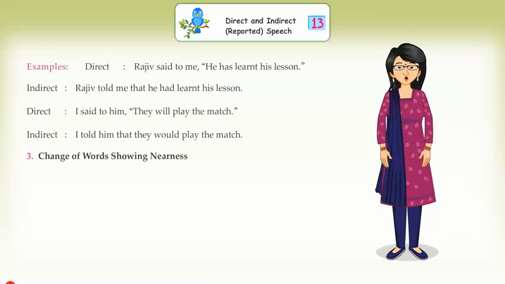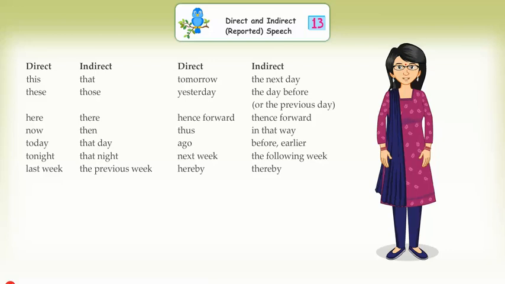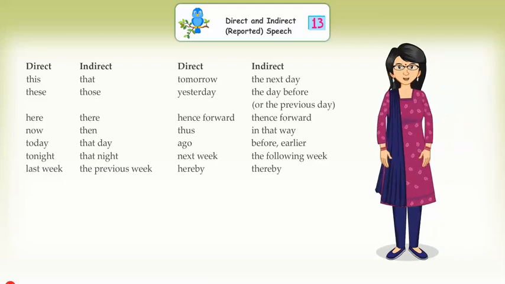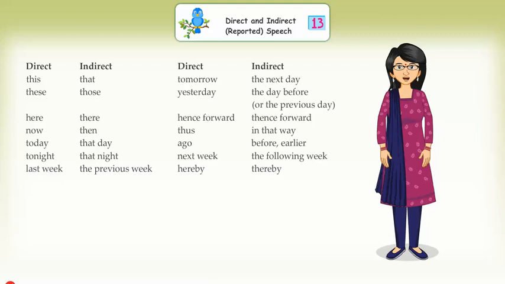3. Change of words showing nearness. While changing a sentence from direct into indirect speech, words showing nearness in time and place are generally changed into those denoting distance. Examples. Direct to indirect: this, that; these, those; here, there; now, then; today, that day; tonight, that night; last week, the previous week; tomorrow, the next day; yesterday, the day before or the previous day; henceforward, thenceforward; thus, in that way; ago, before, earlier; next week, the following week; hereby, thereby.